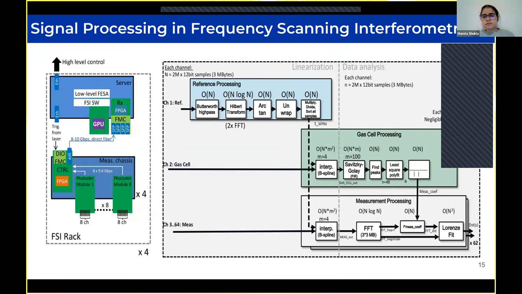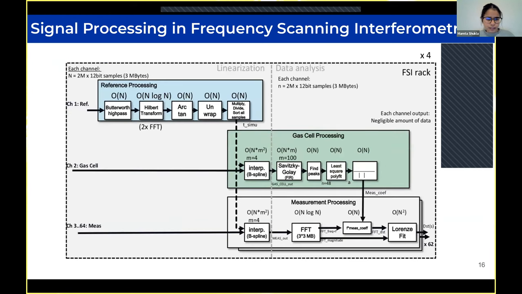Here is a more detailed view of what is happening on the algorithm side. We have basically three kinds of channels. As I mentioned, we need the reference channel and the gas channel to know the alpha rate and a known distance, so that we can identify the unknown distance, which we acquire through the rest of the 62 measurement channels. This happens in three stages: we get the reference signal, filter it, and then use the parameters of the signal to first linearize the gas cell and the measurement channel data, and then use this to identify the distance.